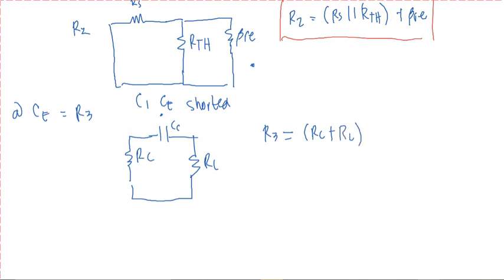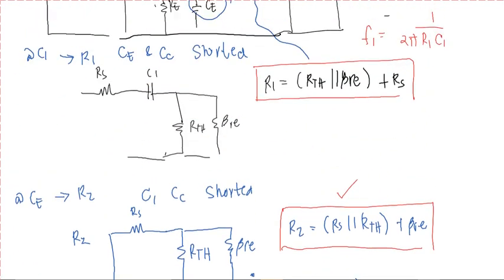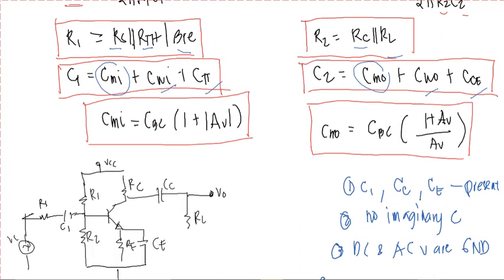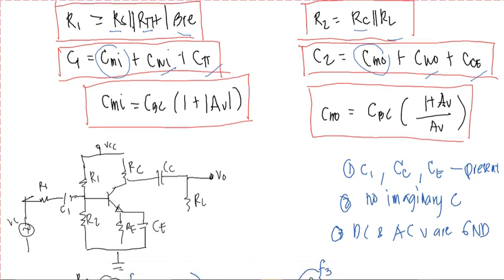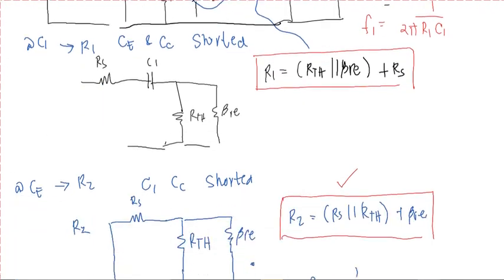So you substitute that in our formula: F3 is equal to 1 all over 2 pi R3 CC. So this will be your formula. Okay, so these are the formulas that need to be remembered for the low and high frequency response of our amplifier.